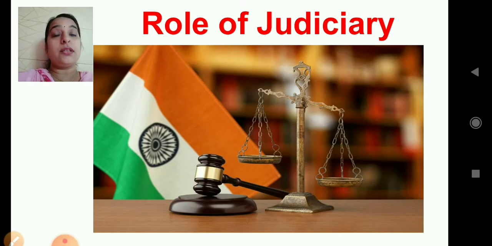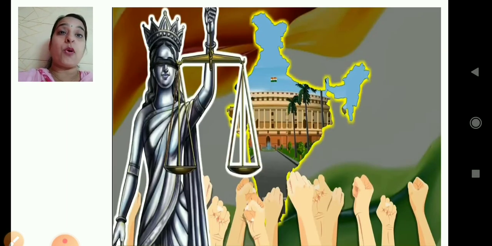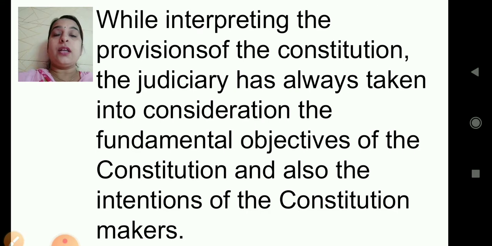Now let us learn about the role of judiciary in strengthening our democracy. The judiciary in India has played an important role in strengthening the democracy and helping to achieve the objectives of social justice and equality. While interpreting the provisions of the Constitution, the judiciary has always taken into consideration the fundamental objectives of the Constitution and also the intentions of the Constitution makers.